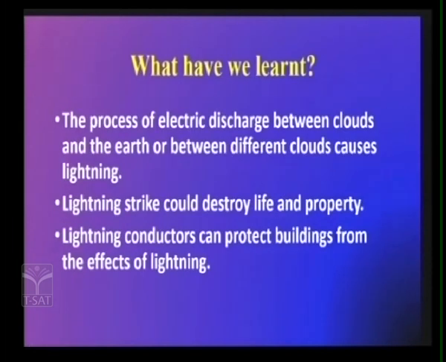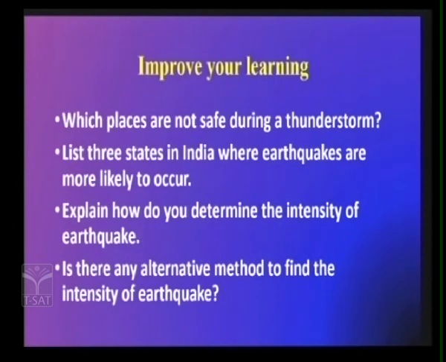Now, let us revise what we have studied, children. The process of electric discharge between the clouds and the earth or between the different clouds causes lightning. Lightning strikes could destroy life and property. Lightning conductors can protect buildings from the effect of lightning. Now, answer these questions in the Improve Your Learning.